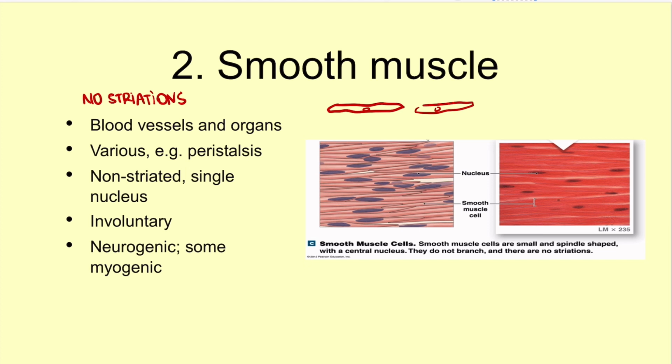And again, this is involuntary action. We do not have to think about moving food through our GI tract, right? Thank goodness. And then notice here it says neurogenic and some myogenic. Neuro means the brain. So what this means is that our brain initiates this contraction. So the majority of the time, our smooth muscle is controlled by our central nervous system, but there are some smooth muscle that are myogenic.